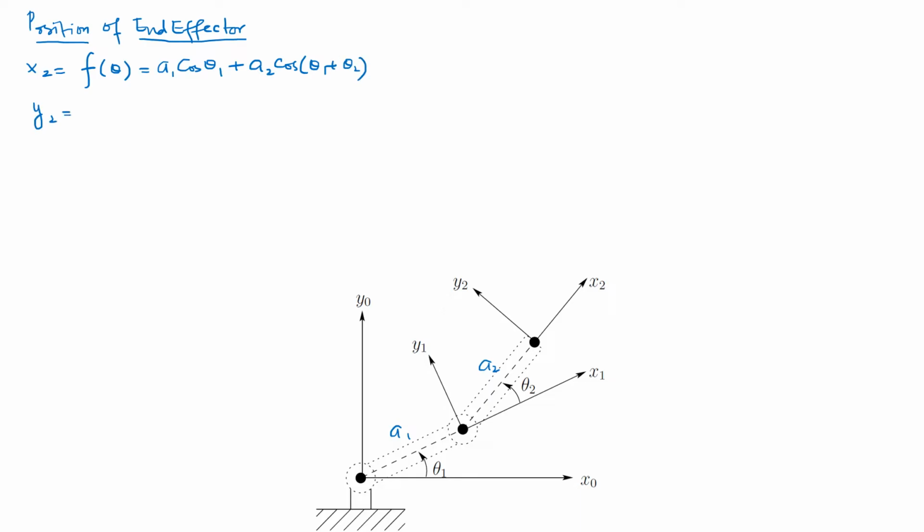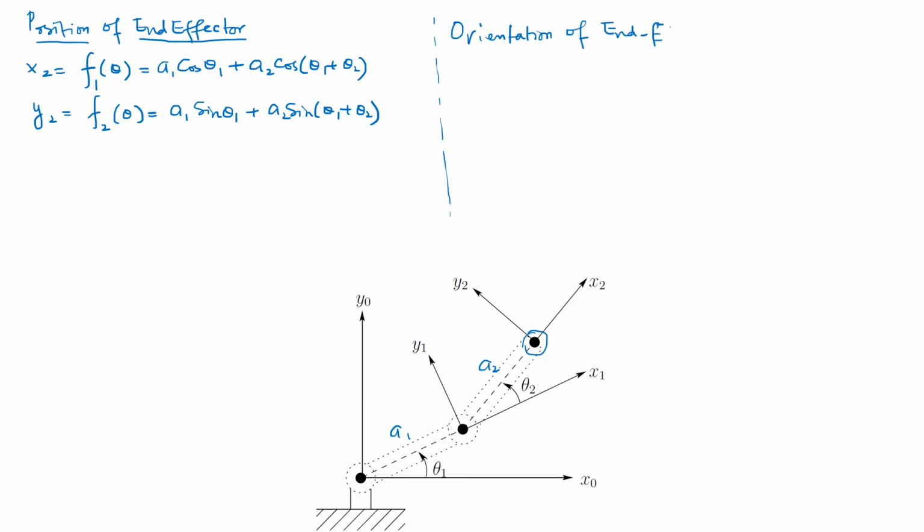y2 similarly is going to be another function, and in order to identify the difference between the x2 function, I'm going to label this as f1 and this as f2. This is also going to be dependent on thetas, which is going to be equal to a1 sine of theta 1 plus a2 sine of theta 1 plus theta 2. So these were the two expressions to identify where the end effector is placed and how this one is oriented. Now, in addition to that, we needed to have another expression, which was corresponding to orientation of the end effector. So we were interested in that as well.